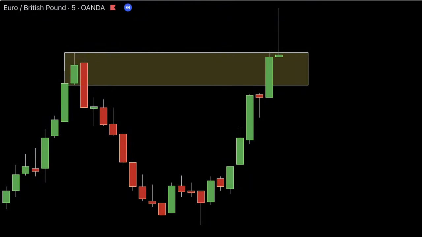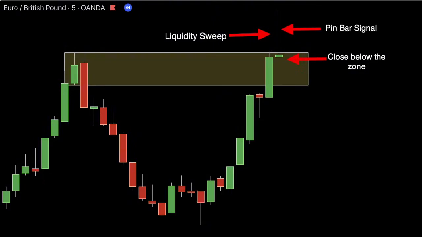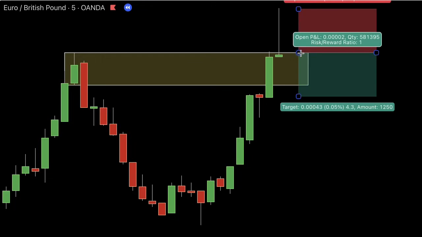As the price returns to the supply zone, we monitor closely for a liquidity sweep. Here's what occurs. Smart money briefly pushes the price above the supply zone, sweeping liquidity by triggering retail traders' stop losses. The price then closes back below the zone, forming a bearish pin bar. This pin bar acts as our confirmation signal, indicating that the supply zone is still valid, and a market reversal is likely. Here's how to execute the trade.